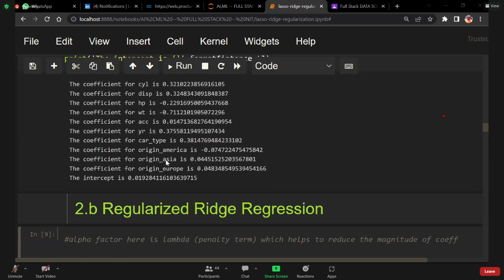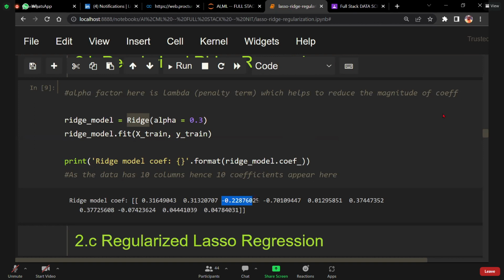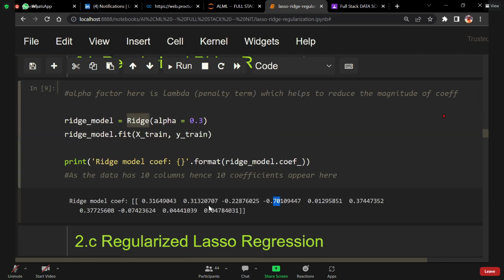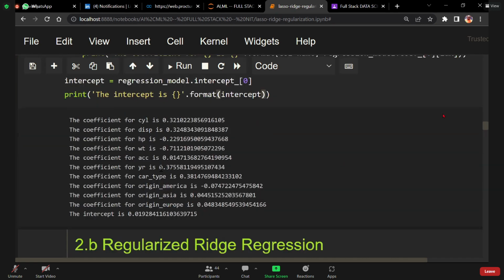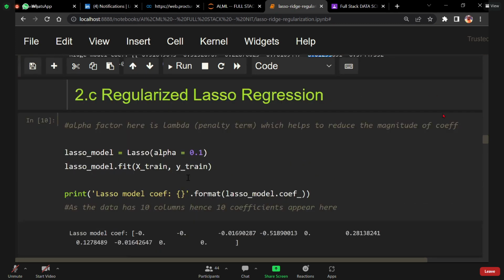Next one, minus 0.229. So this is minus 0.228, isn't it, guys? And then this one, minus 0.71, minus 70. And then here, 0.3752, 0.01. Did you see all the parameters, the coefficient values are reduced to reduce the overfitting problem? Team, understand? Now let's implement lasso here.